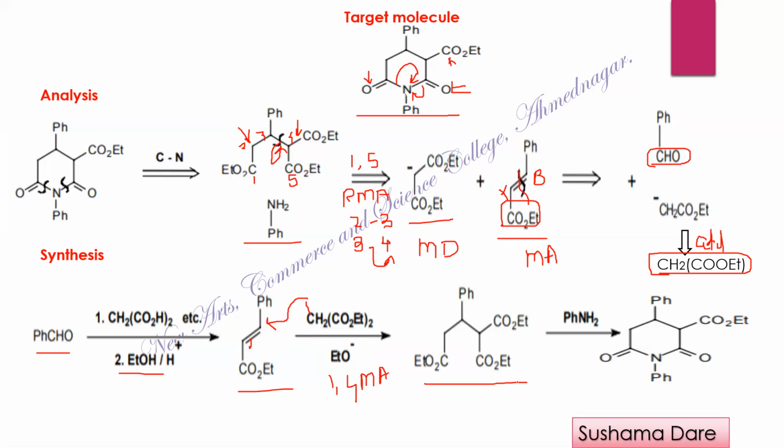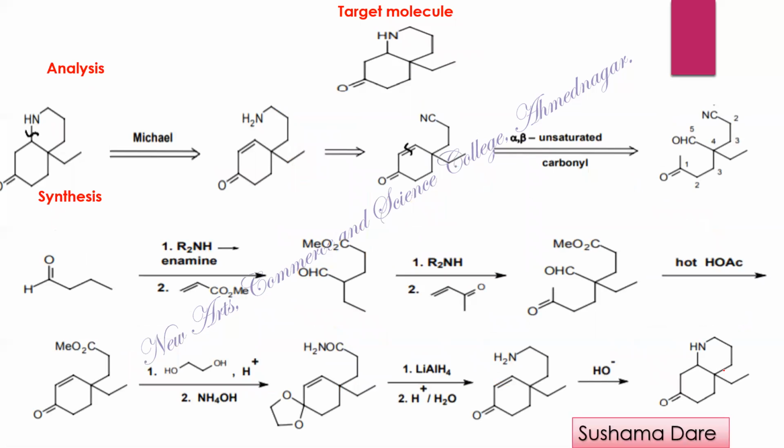After this, there is a ring closing reaction using aniline. So aniline reacts with this molecule and the ethoxy group acts as a leaving group. So ring closure takes place and it gives the target molecule. Now this is the new target molecule.